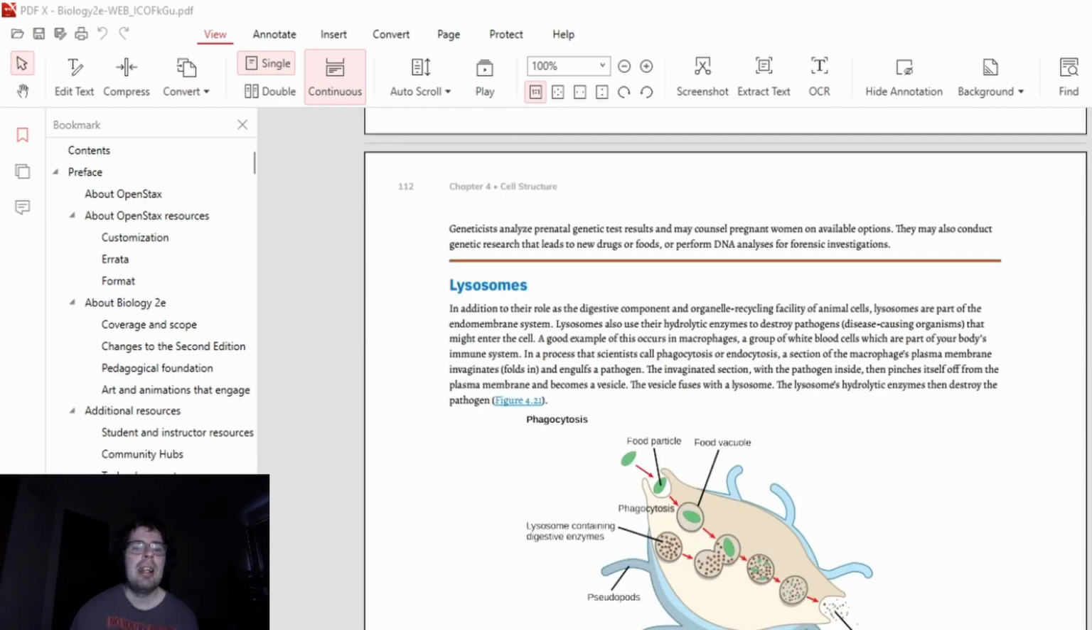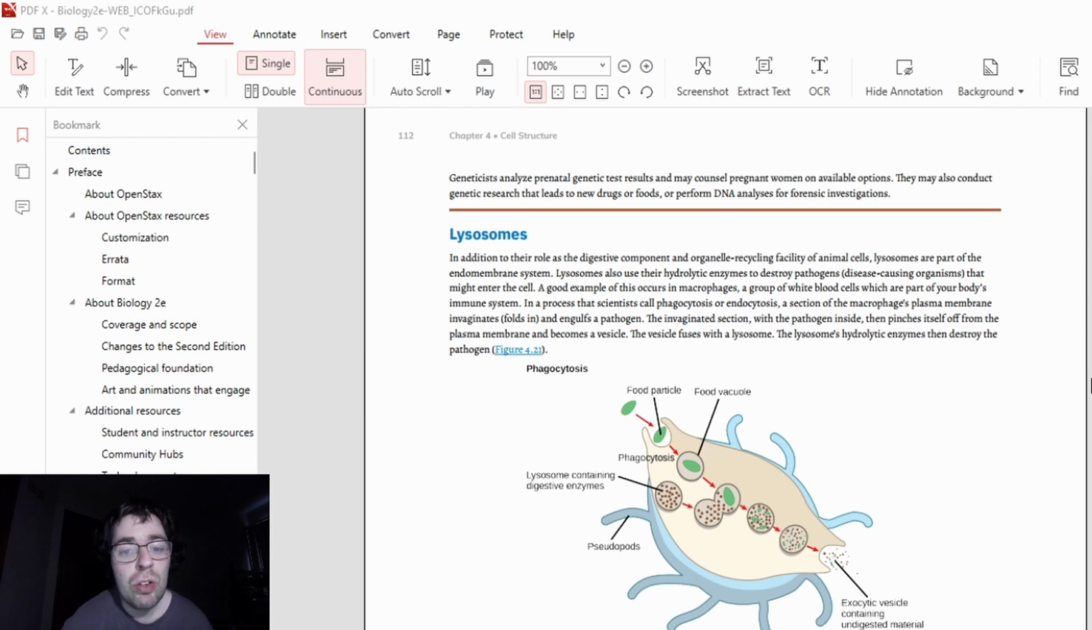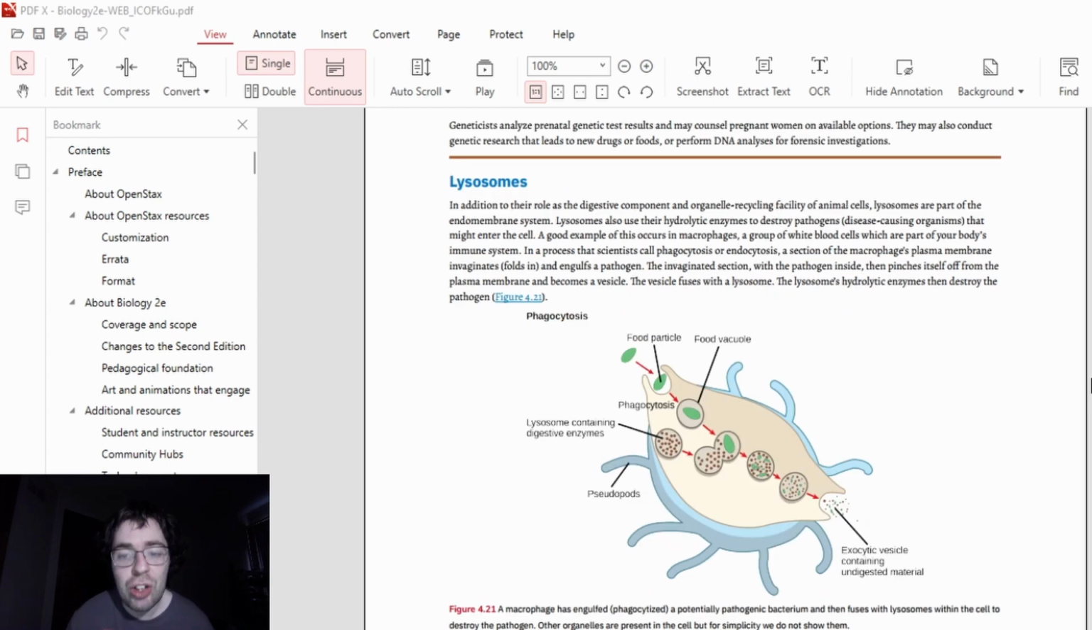Okay, lysosomes. In addition to their roles as the digestive components and organelle recycling facility of animal cells, lysosomes are part of the endomembrane system. Lysosomes also use their hydrolytic enzymes to destroy pathogens or disease-causing organisms that might enter the cell.